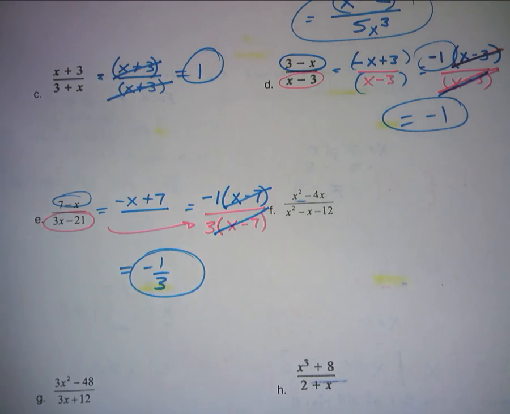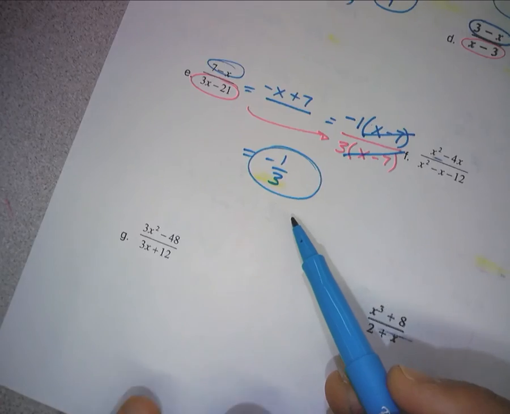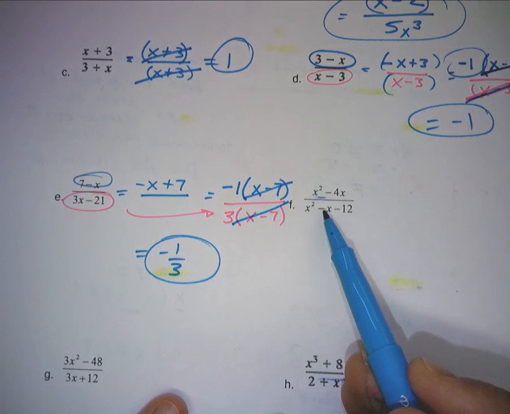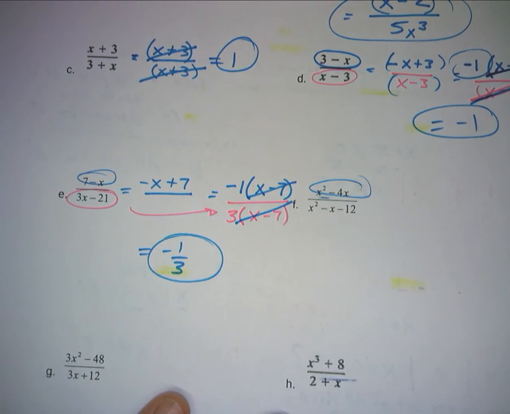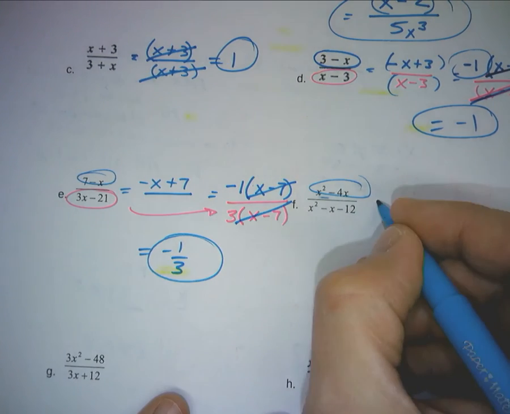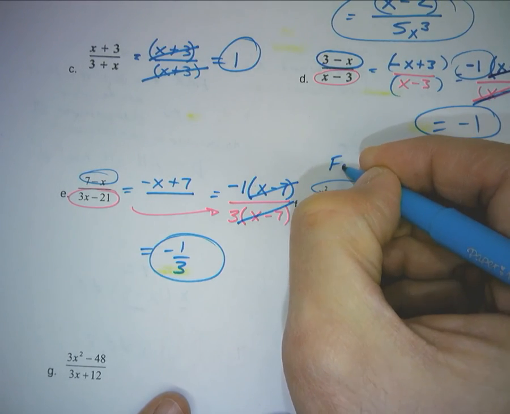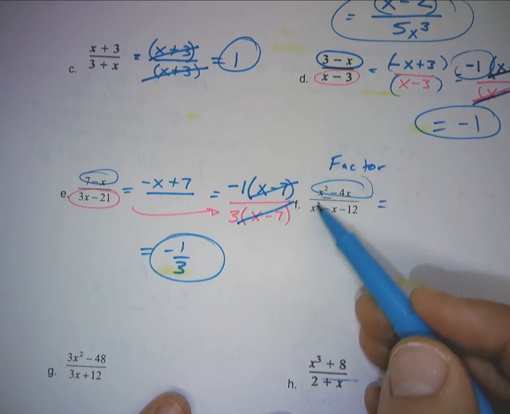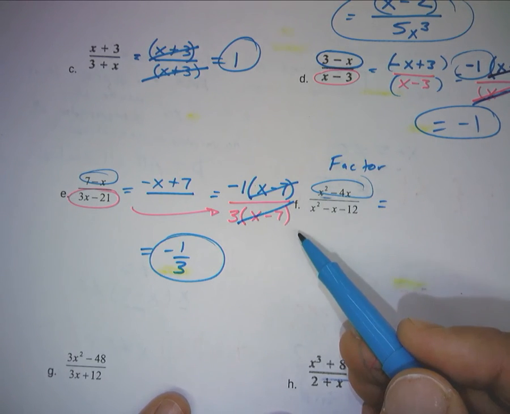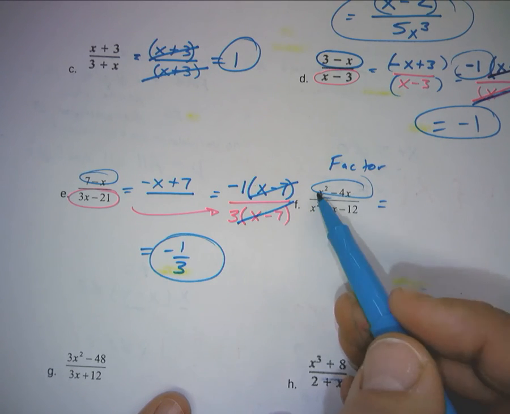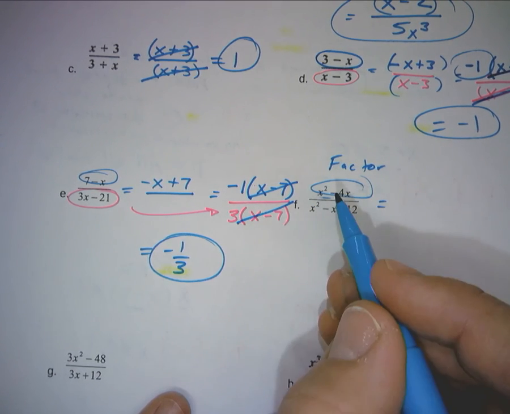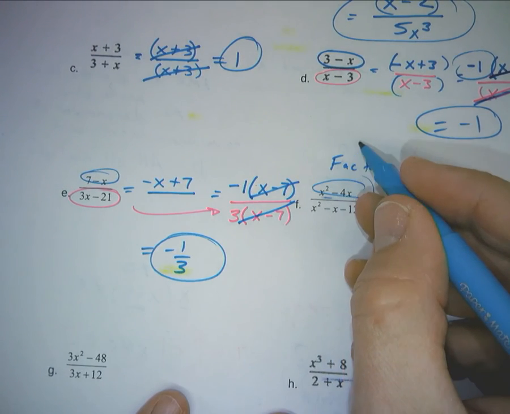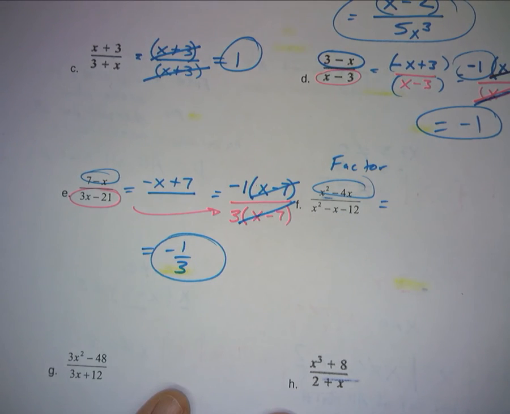All right, so I take a look at the next one. F. I've got x squared minus 4x, and on the bottom I've got x squared minus x minus 12. Let's take a look at the top. Factor. The people that are going to get this completely wrong are just going to karate chop the x squareds. You can't do that. You can't just take pieces away from a binomial and a trinomial. You've got to factor. Oh, x squareds, cross them off? No, it doesn't work like that.